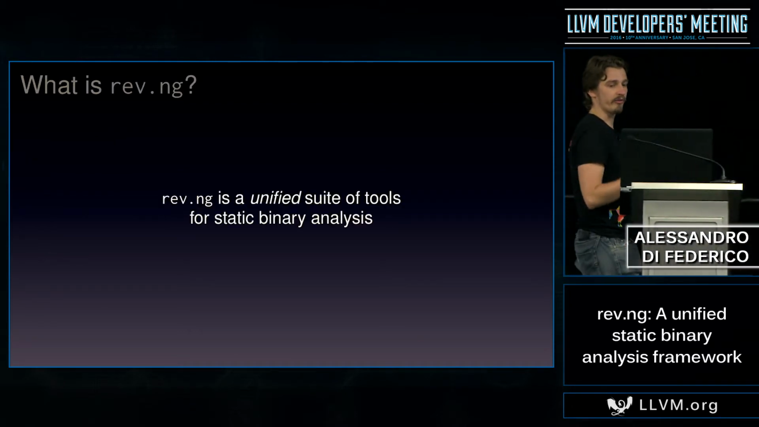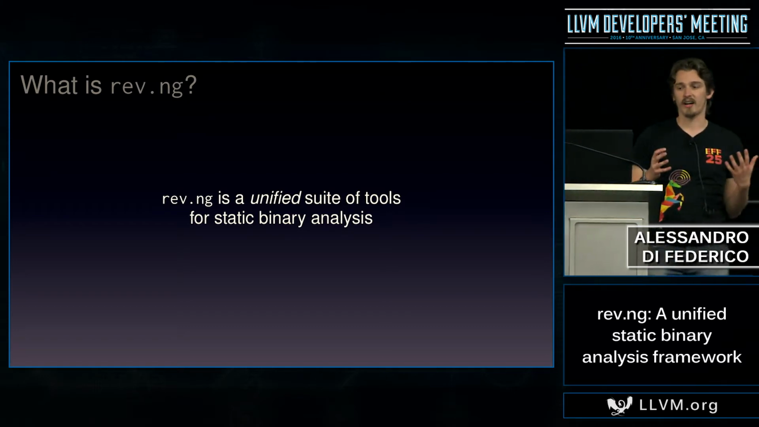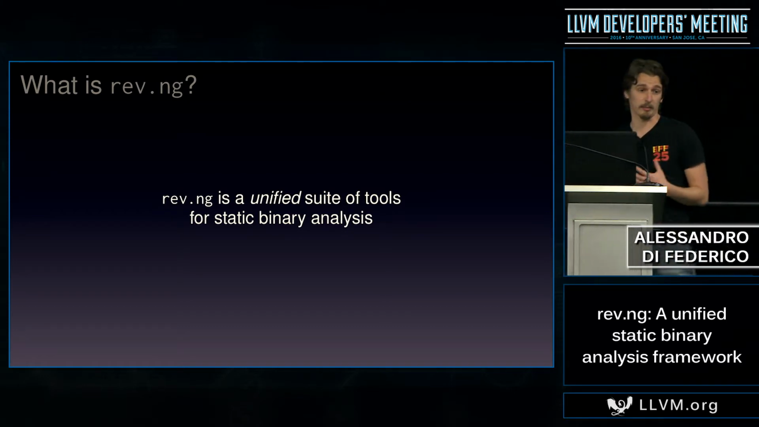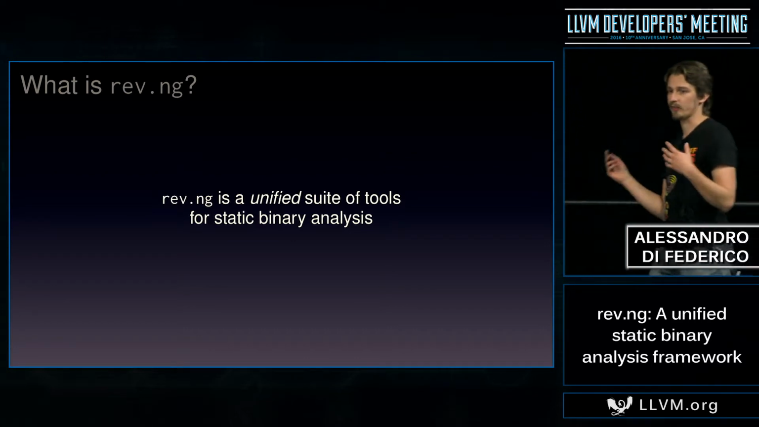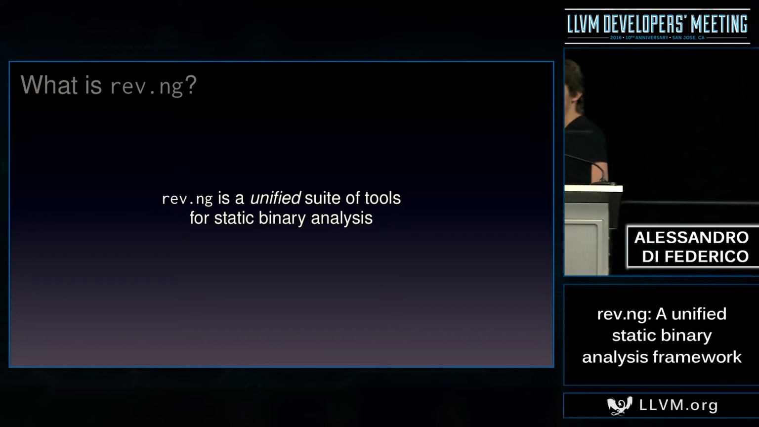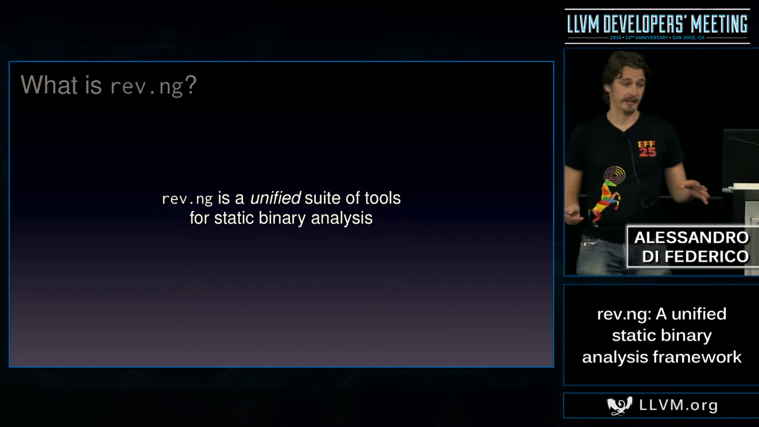So first of all, what is revng? Revng is a unified suite of tools for static binary analysis. Static binary analysis is basically taking a binary and trying to recover some high-level information just looking at the binary. So we're not running it in any way.